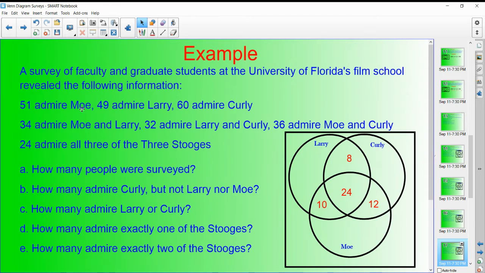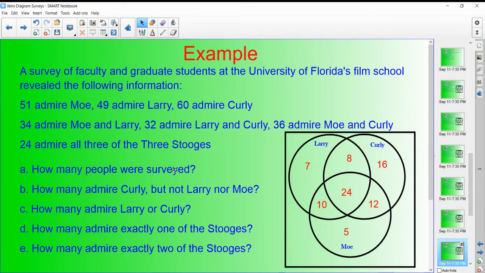And now I can work back to the individual who only likes Moe and who only likes Larry and who only likes Curly. So 51 total like Moe. So 4 numbers add up to 51, so the missing number is 5. So 5 like only Moe. And I can do the same thing with Larry and Curly, and I get 7 like only Larry and 16 like only Curly. And maybe there's students or faculty that don't like any of them, and we could have a cardinality out here. In this case, we do not, but sometimes we need to look at how many people like none of the Three Stooges.